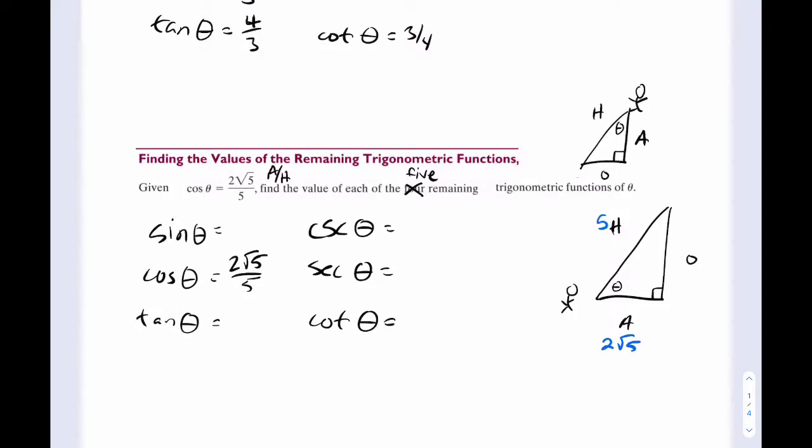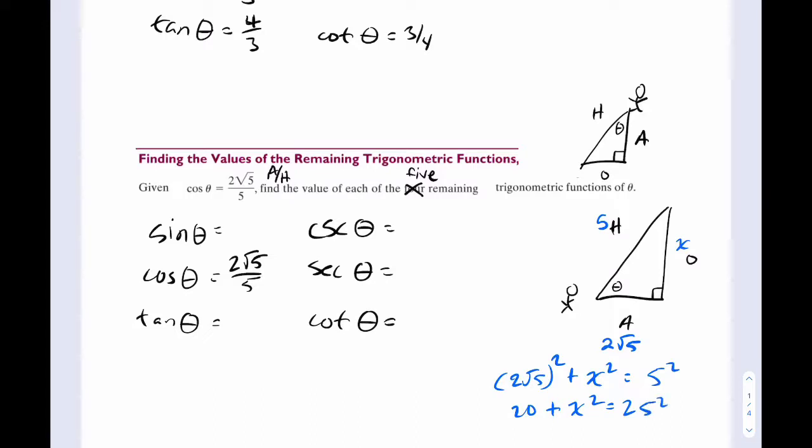And now we can figure out that last leg. So if you want, call it x, Pythagorean theorem, 2 root 5 squared plus x squared is equal to 5 squared. 2 root 5 squared is 20.